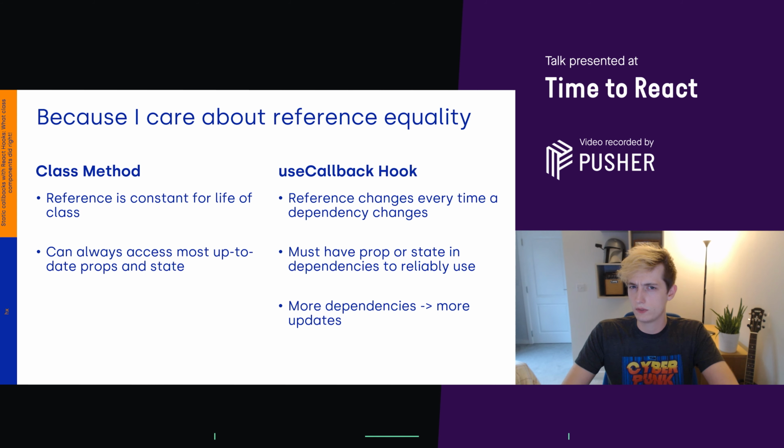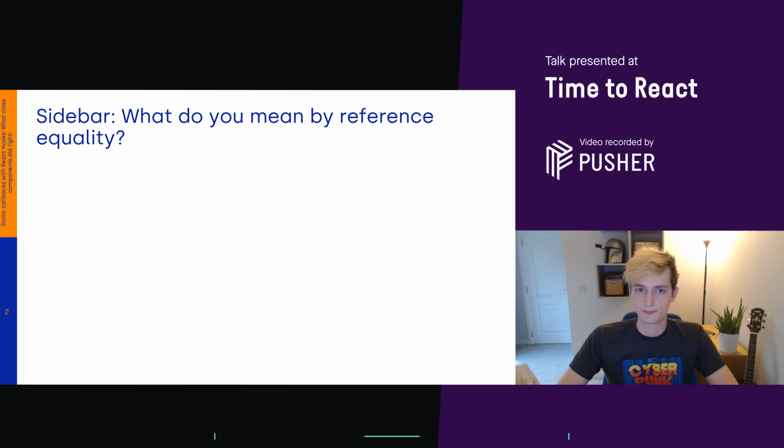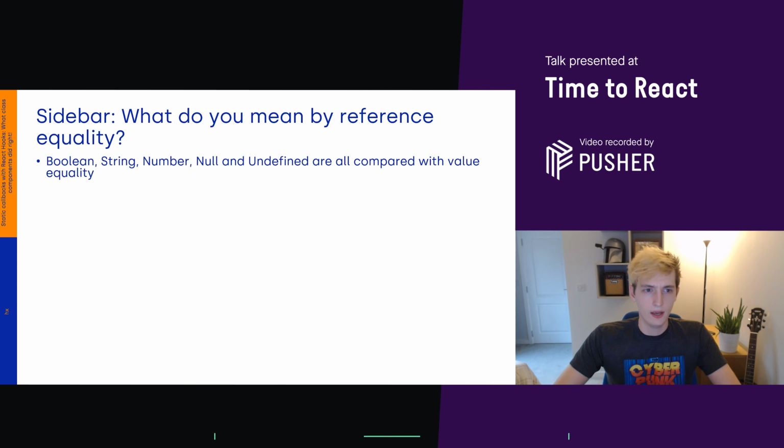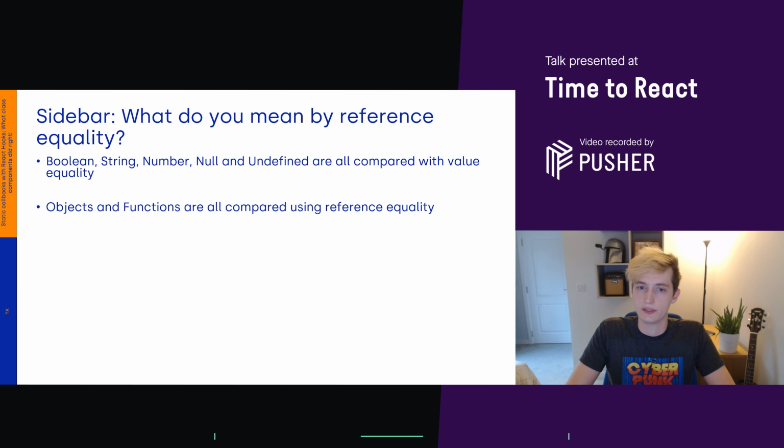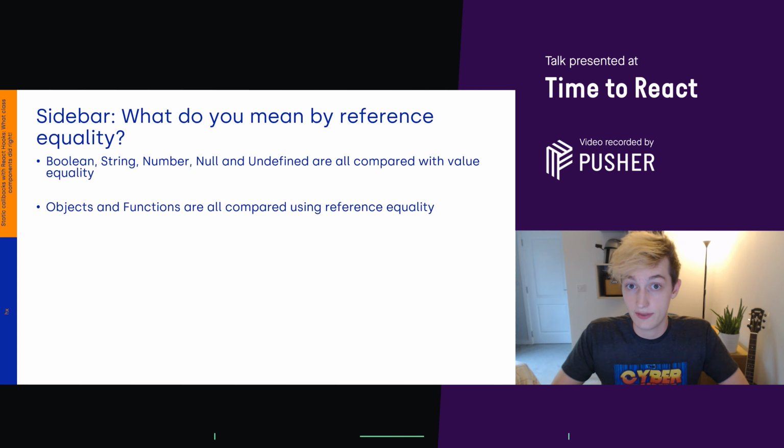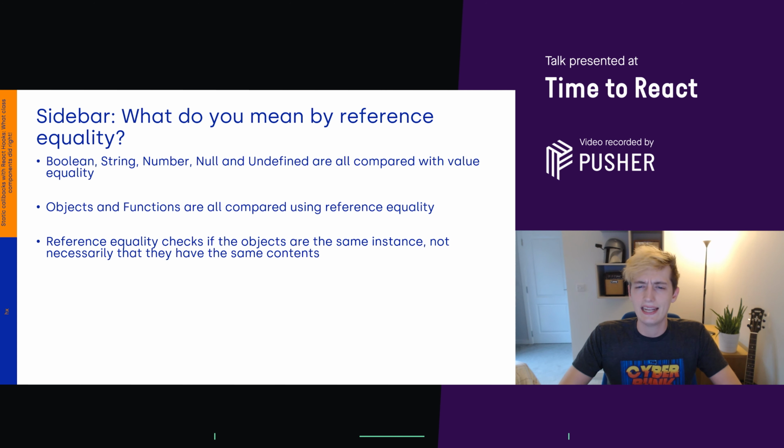But before I dive too far into that, I'm just going to talk about what I mean by reference equality, because some people might not be super familiar with it. So, quick sidebar. Booleans, strings, numbers, null, undefined, all primitive value types in JavaScript and TypeScript are compared with value equality, which means you say, is true equal to true? Is string A equal to string B? Whereas objects and functions are slightly different. They're compared using references, which doesn't mean do they equal the same thing internally? It's about, are they the actual same instance? Is it the same object?